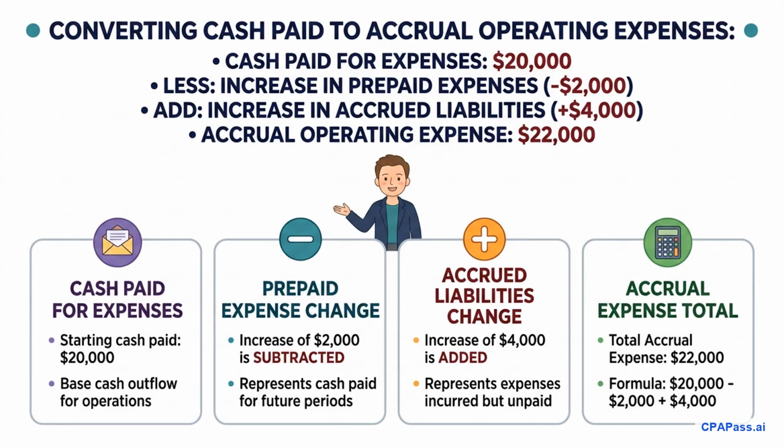Now let's convert cash paid for operating expenses to accrual operating expenses. Suppose we paid $20,000 cash for rent and utilities. During the year, prepaid expenses increased by $2,000 and accrued liabilities increased by $4,000. Let's apply our adjustments. The $2,000 increase in prepaid expenses means we paid cash for future periods, so we subtract it from current expenses. The $4,000 increase in accrued liabilities means we incurred expenses we haven't paid yet, so we add it. Our accrual operating expense is $22,000. This simple logic prevents common exam errors.